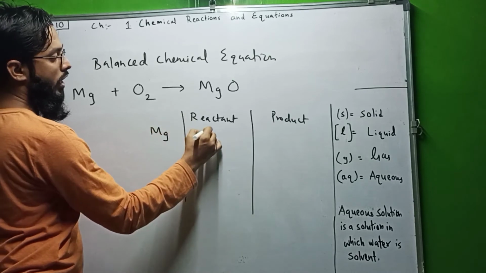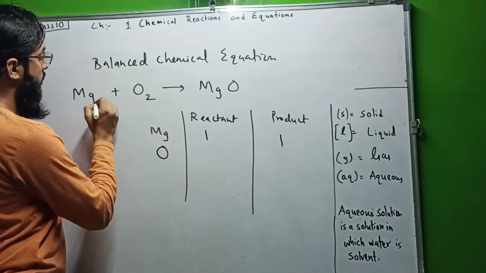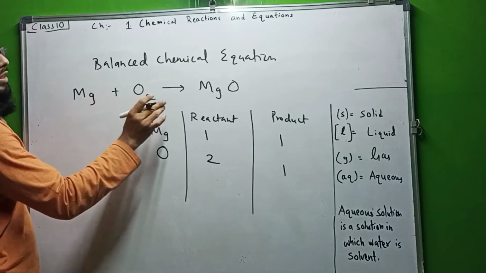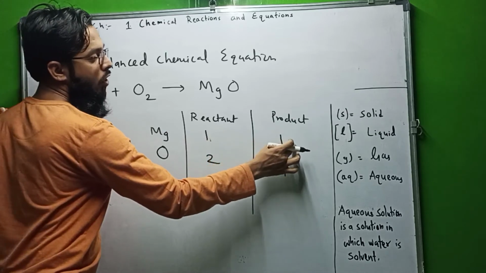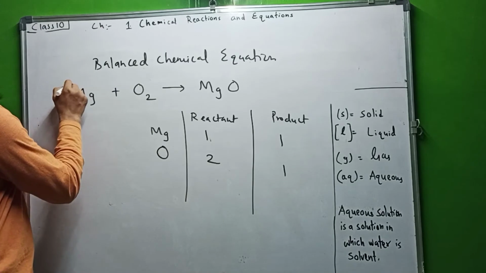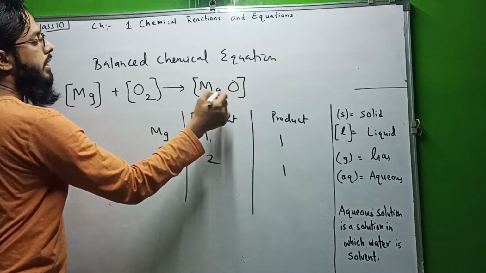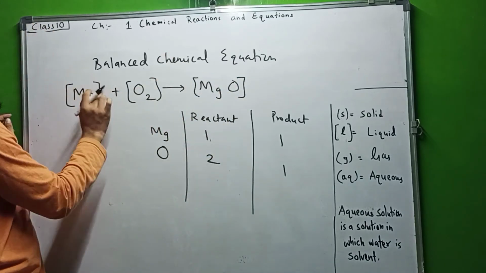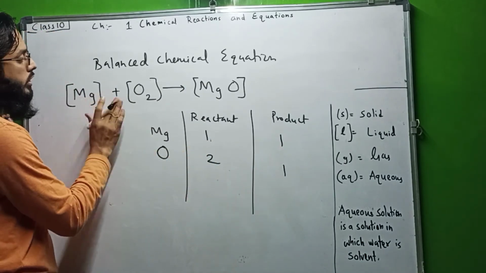Magnesium, we have one atom on the reactant side. Oxygen we have 2, and on the product side 1, and nothing else. Only magnesium and oxygen we have. Now we can see on the reactant side there is only 1 magnesium, on the product side we have 1; oxygen we have 2 and 1. Now just put a bracket here. It means we can't change the number of atoms inside the bracket. We can only change outside. Since magnesium is 1 and 1, it is already balanced, and we need not change it.